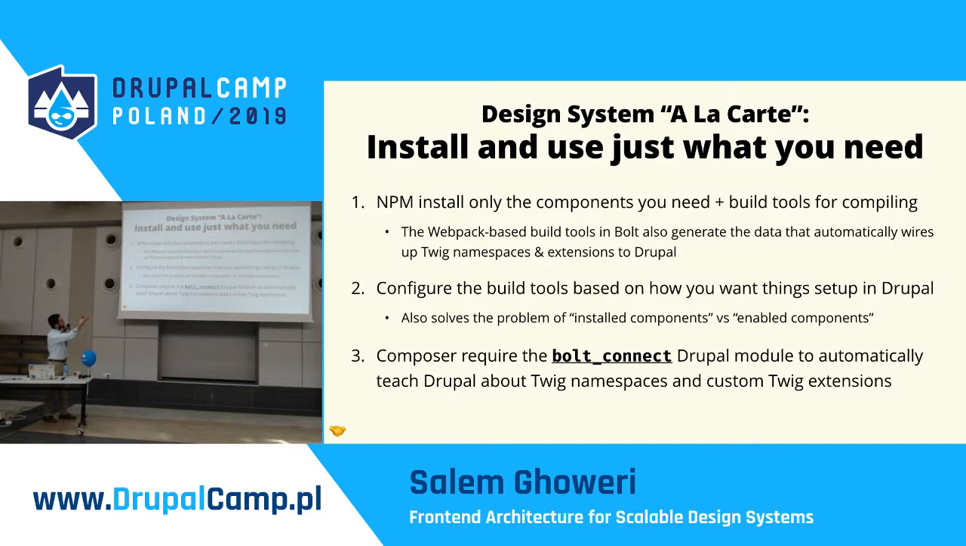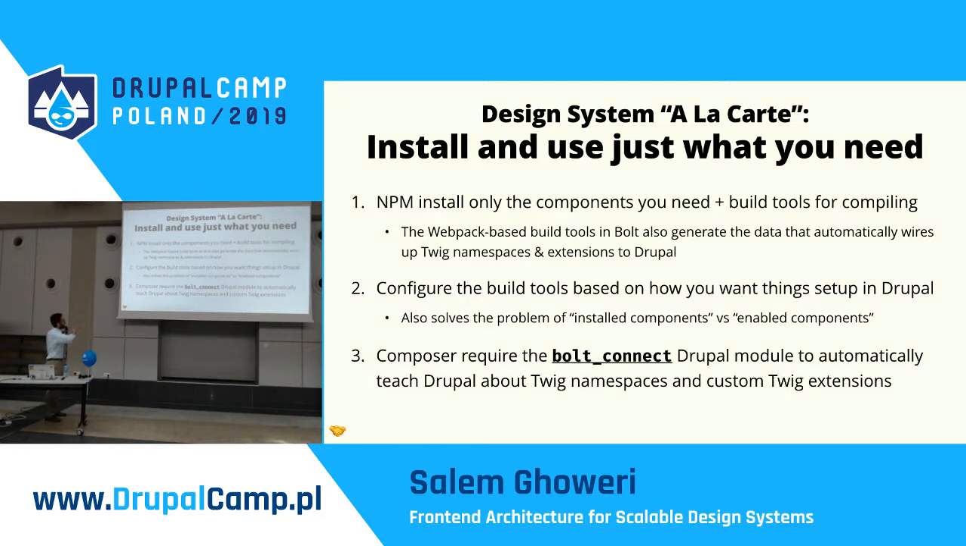So really, it's just a 3-step process. Step 1, npm install what you want, and then with how we have the system set up, we have our build tools. We look at the components that you want to use, that you've installed, and we actually generate the Twig namespaces and teach Drupal about the Twig extensions that the system's using.